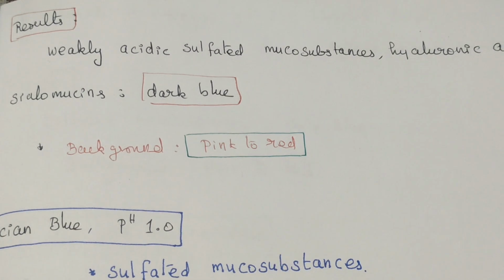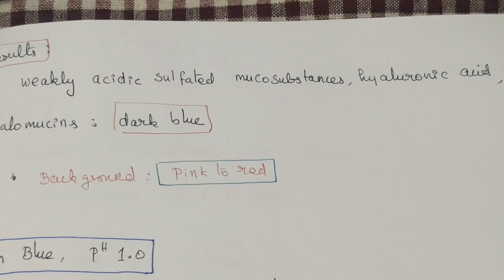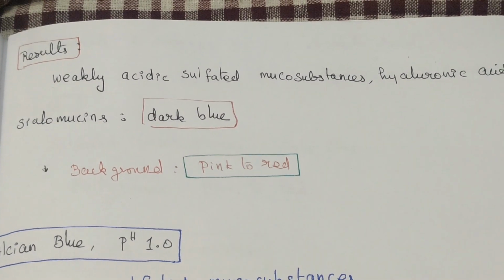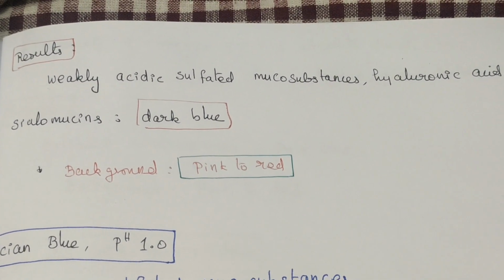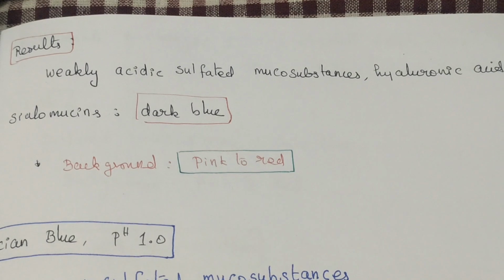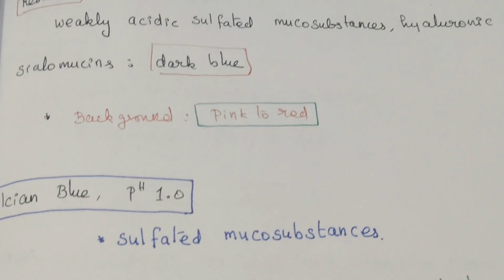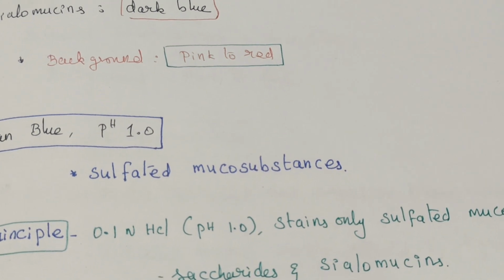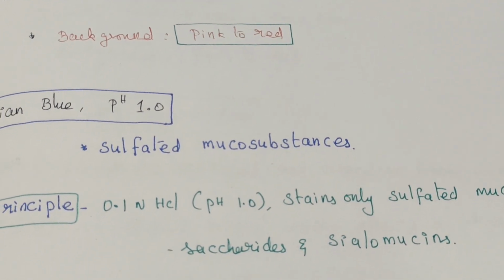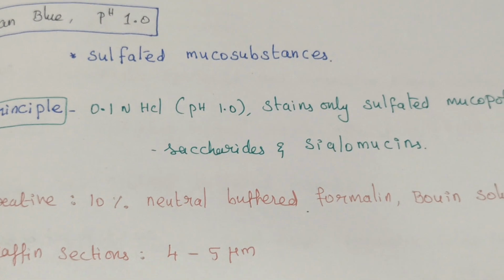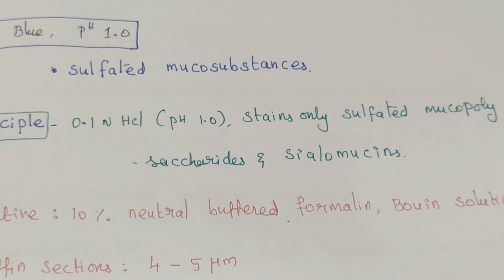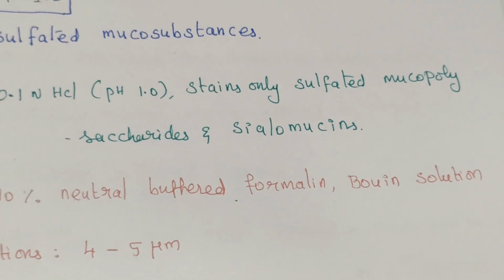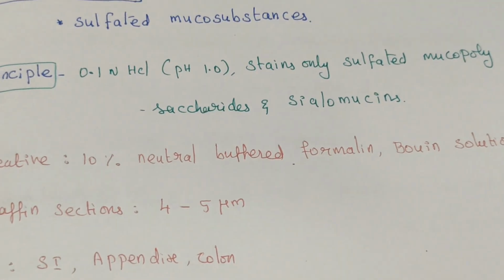Alcian blue pH 2.5 result: weakly acidic sulfated mucosubstances, hyaluronic acid and sialomucin give a dark blue color, with a pink to red background. Then Alcian blue pH 1.0. Here it is used to stain sulfated mucous substances. What is the principle here? 0.1 normal HCl, pH 1, stains only sulfated mucopolysaccharide and sialomucin.